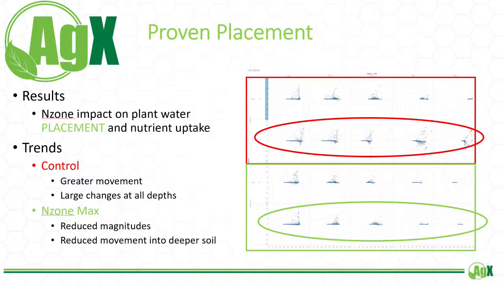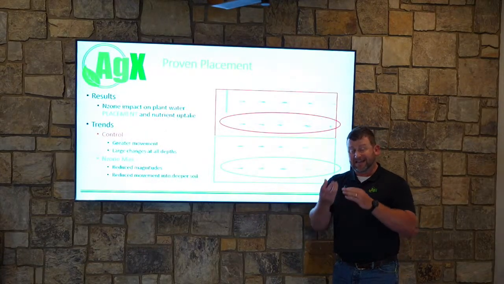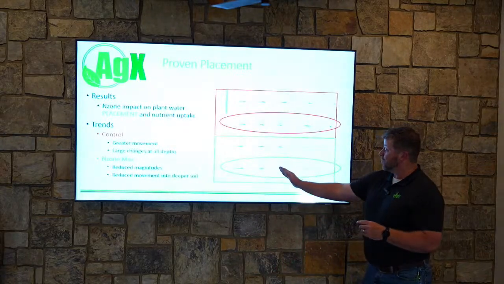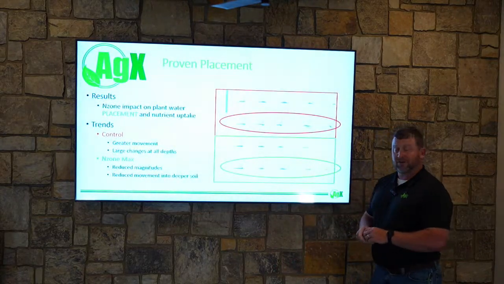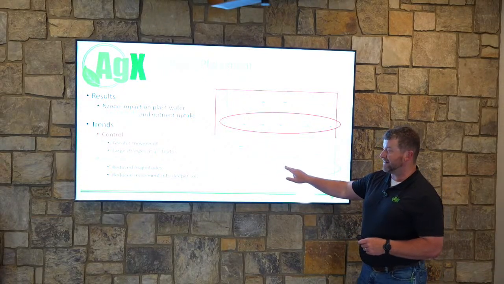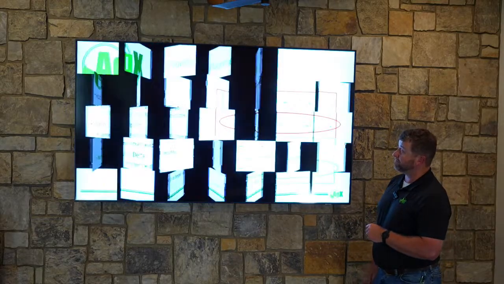Why is that important? Because nitrate has a negative charge. It's carried in that soil water, and as that soil water percolates down through the bottom of the rooting zone, we are now losing our investment. So the end-zone max treated side reduces the magnitude and reduces the movement over time.